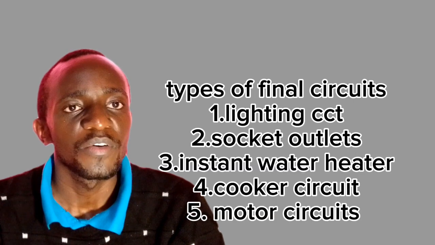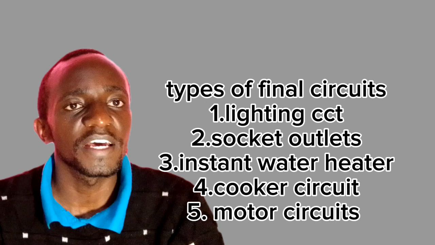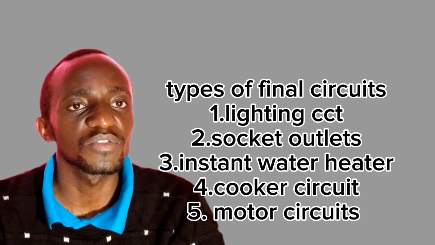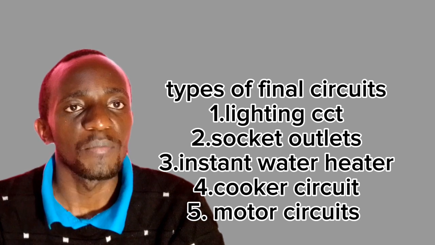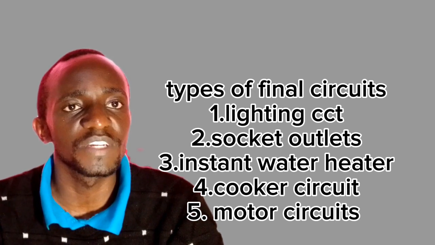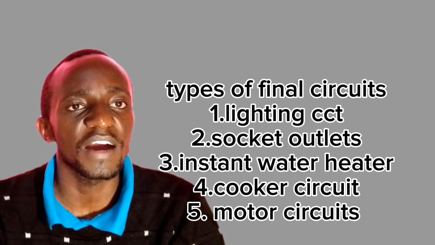So we have different types of final circuits. We have final circuits that supply load directly, like lighting. We have final circuits that supply load through socket outlets and spurs. Also, we have other final circuits like instant water heaters, which supply load through switches. We also have final circuits feeding motors, among many others. We even have final circuits feeding discharge lamps. Those are just some of the examples of final circuits that we have.